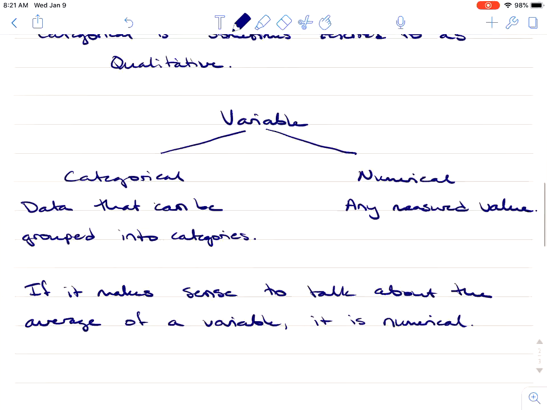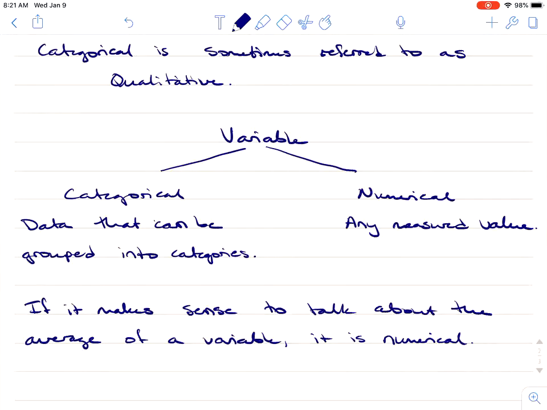So we can talk about the average weight, the average length, the average sales that you've made, the average number of sales even, average age, all of these things are numerical. So that's just a quick check that you can do: does it make sense to talk about the average? If yes, then it's numerical.